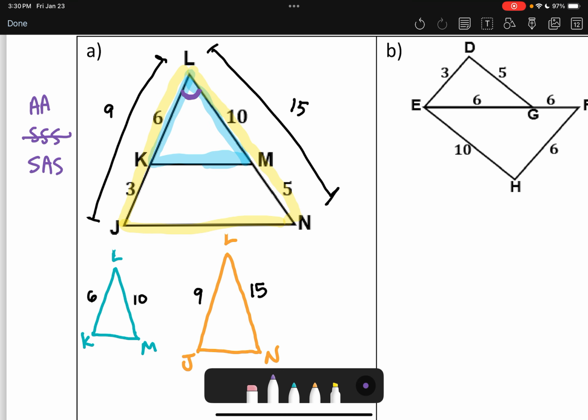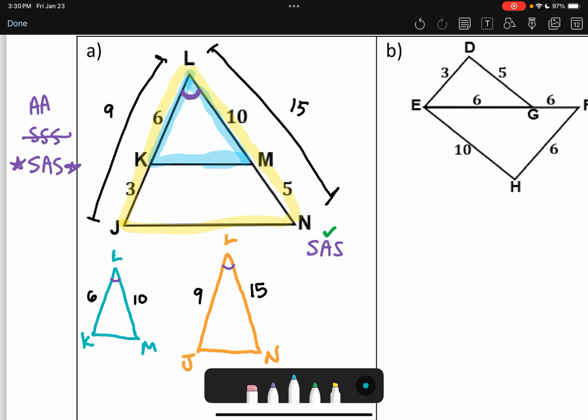So what we're typically going to narrow this down to in this case is going to be SAS. This is what we're going to check for. We have to check for it. We can't just assume it's SAS because I have a side, angle, and a side. We have to actually check. You got the angle part already down. We understand that the angles are congruent, the corresponding angles there, L. You just have to check the sides now.